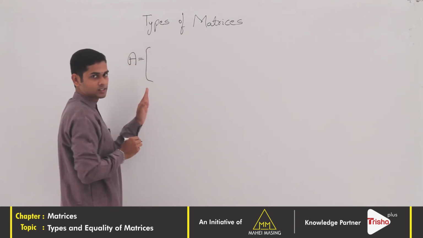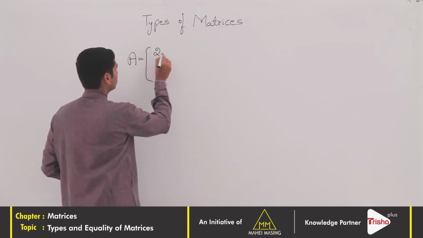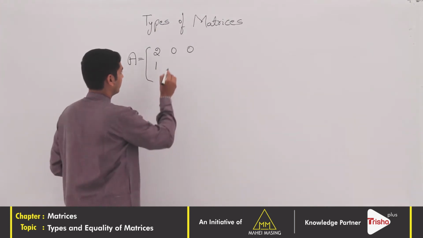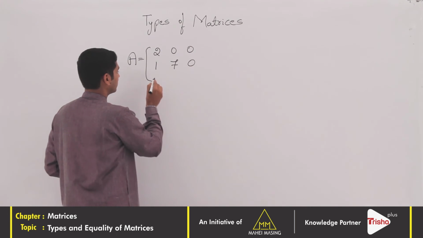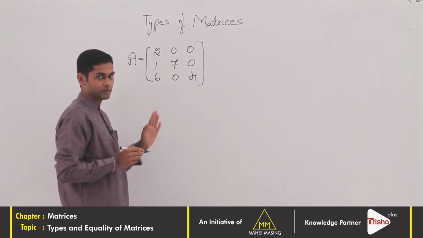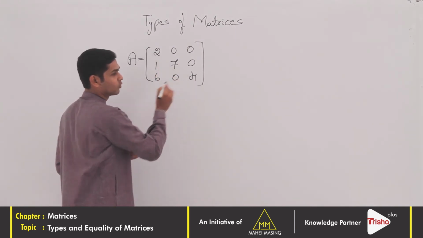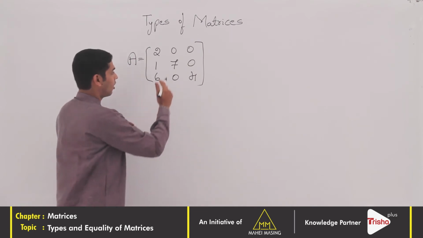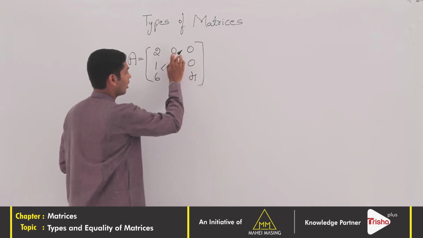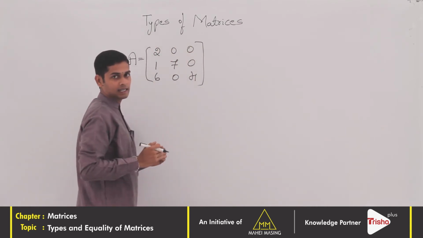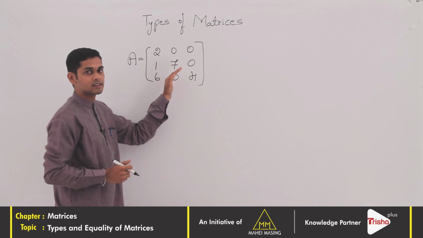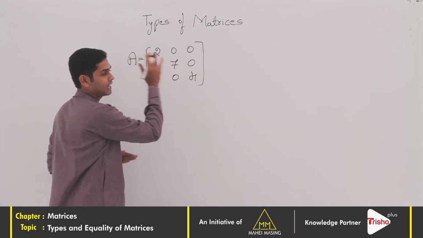For the time being, let me consider an example. A is equal to 2 0 0, 1 7 0, 6 0 4. In this example, you can observe 2, 7, 4 are diagonal elements. So this is the principal diagonal. All the elements above the principal diagonal are zeros. Therefore, this is called a triangular matrix.